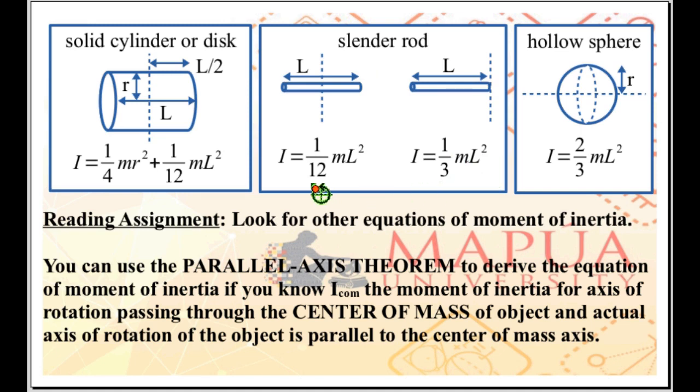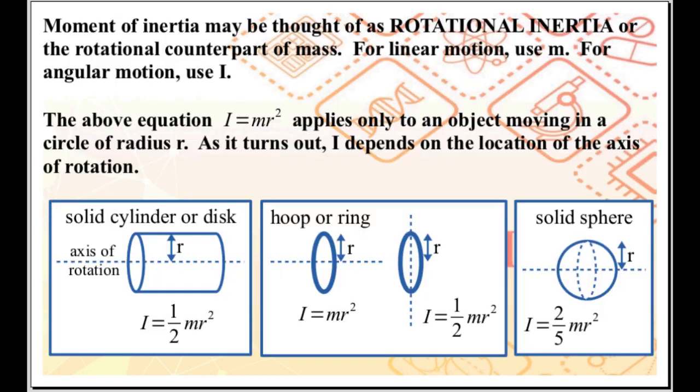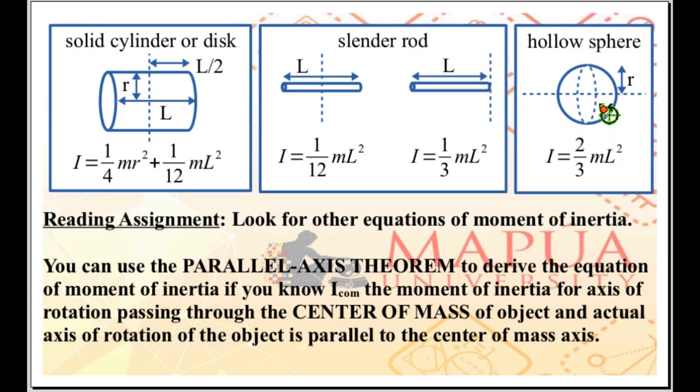And if you have a hollow sphere of radius r, previously we had a solid sphere of radius r, the moment of inertia was 2/5 mr squared. Now if this solid sphere is instead hollow, you have a hollow sphere, the moment of inertia is 2/3 mr squared.